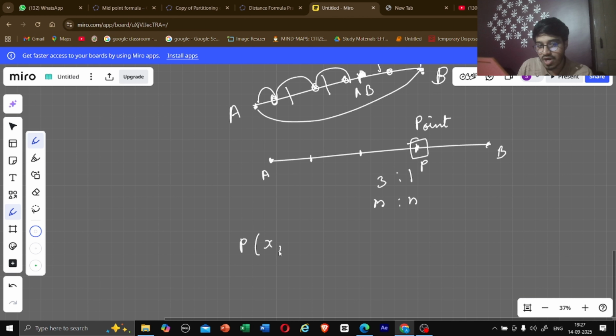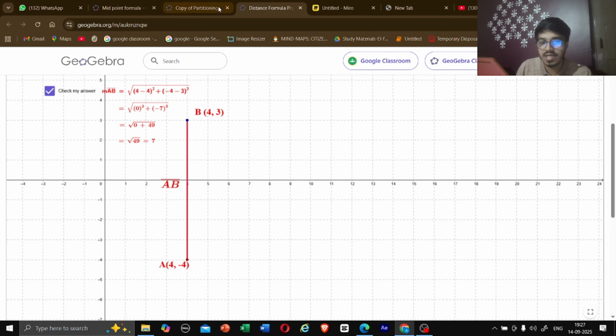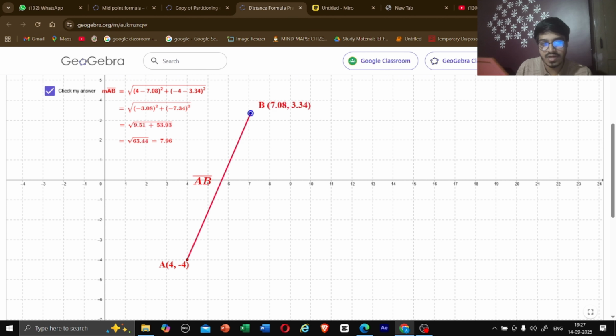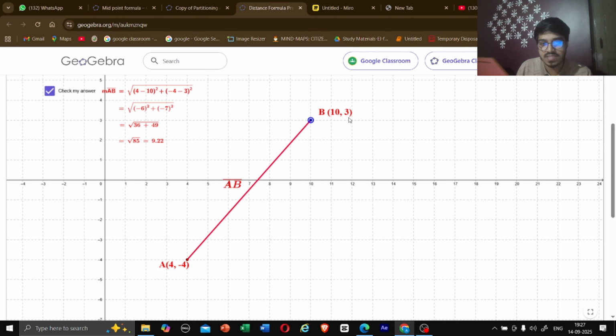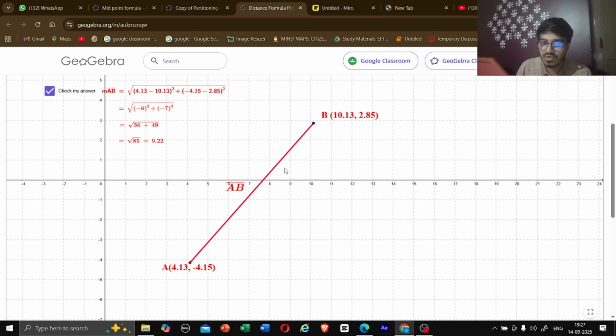We will take this as point P where they will meet. We are finding the coordinates of P, right? Imagine this is some 1, 3 and this is 2, 7. So we are finding out these coordinates. See here, we will take some random values. Coordinates of B is 10, 3 and coordinates of A is 4, -4. So divided in the ratio 3:1, somewhere here.